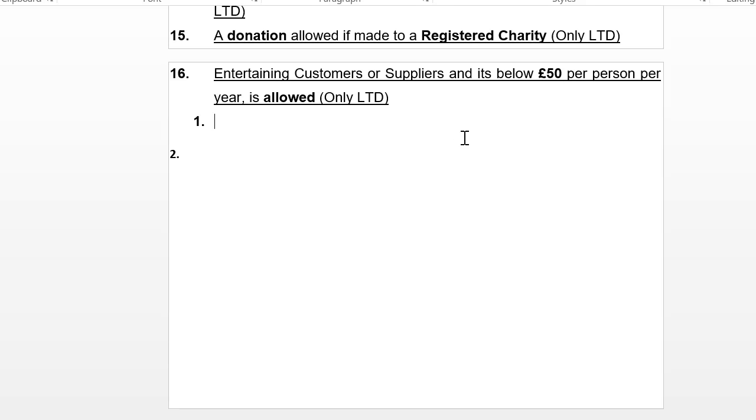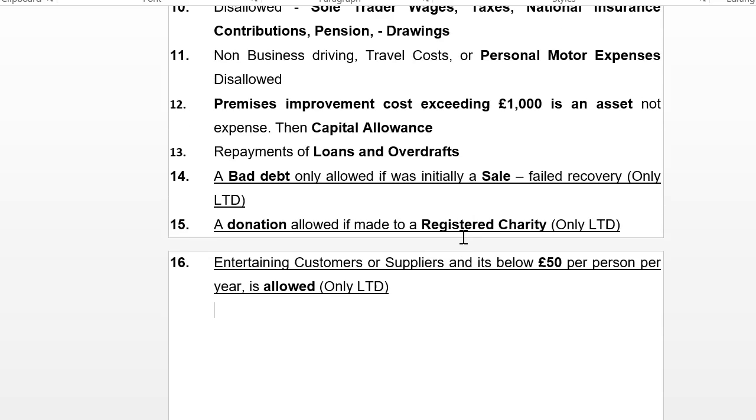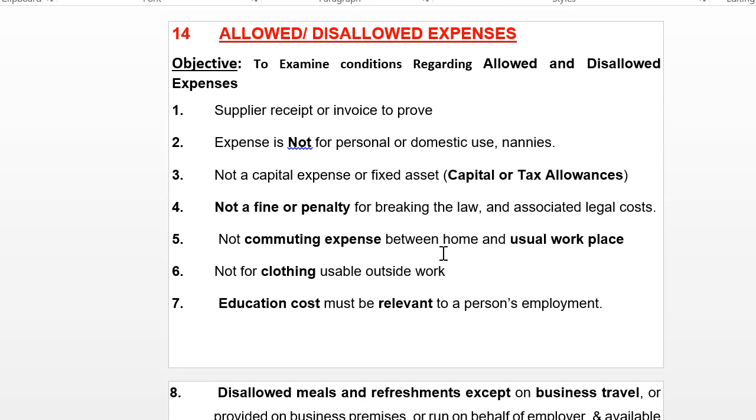And then finally, limited companies can entertain customers or suppliers, provided the amount spent on each person is £50 or less per year. That is acceptable. And this is only allowed to limited companies. Sole traders are not allowed to entertain customers or suppliers. That's how it stands. So, this is a brief look at allowed and disallowed expenses.